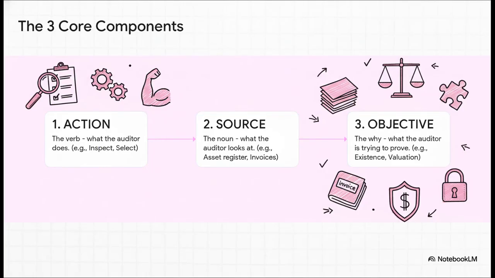And here it is. This is the secret formula. Every single well-written audit procedure has these three parts. First, you have the action. That's the verb. What are you actually doing? Inspecting? Recalculating? Second, you have the source. That's the noun. What are you looking at? An invoice? A bank statement? And third, you have the objective. That's the why. What claim are you trying to prove? Existence? Completeness? Remember this. Action, source, objective. That is the magic recipe.